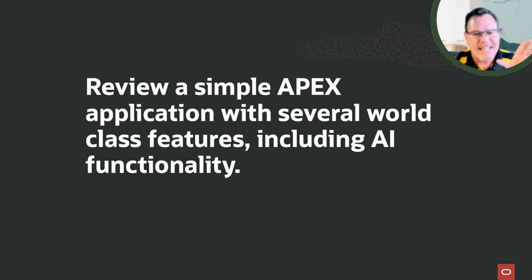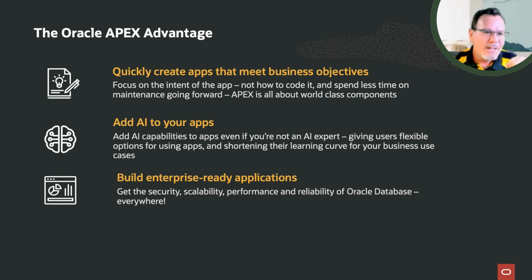It does not end there. So the Apex advantage is you can quickly create apps that meet business objectives. You're focusing on the intent of the app, not how to actually code it. So you're spending less time in maintenance going forward because Apex is all about these world-class components. You're able to add AI to your apps, and that's not just a chatbot. You can do interactivities with those large language models, weigh in on summarizations of data, and get responses on the app. You can do so many things in Apex apps on top of AI, but that is just the beginning.